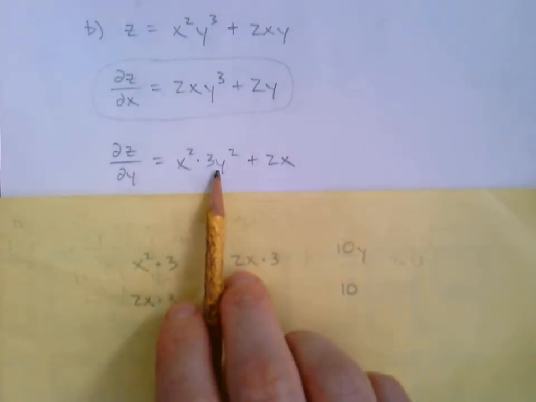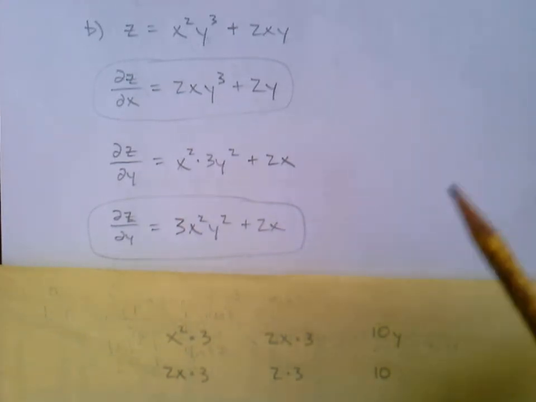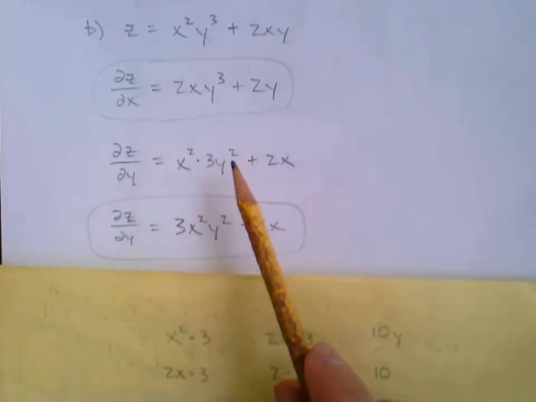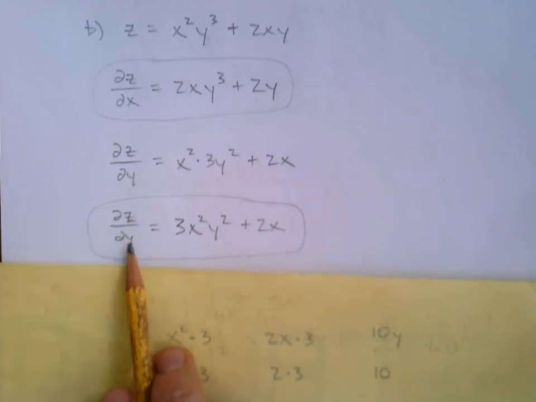Of course, we can clean this up if we put the 3 in the first position. So just switching the order of these to make it look a little bit more natural. The partial derivative with respect to y is 3x squared y plus 2x.